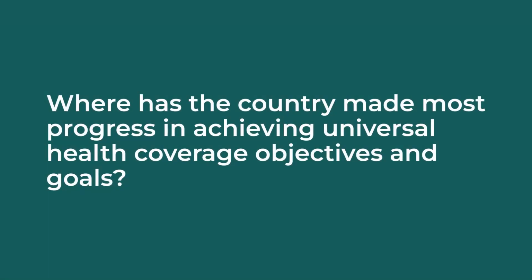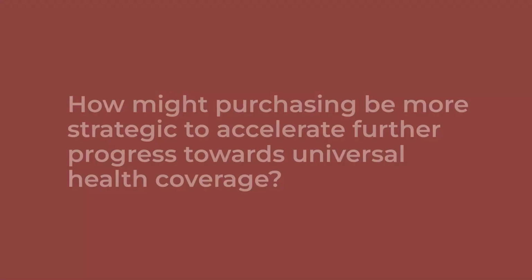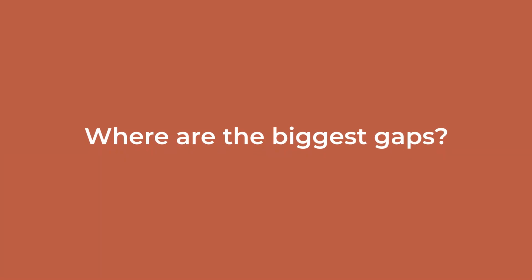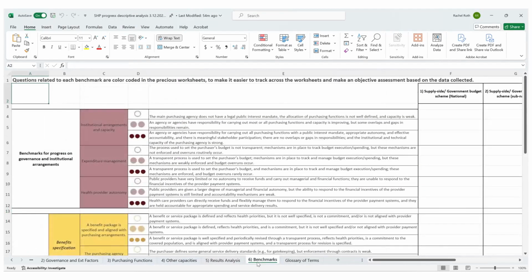Where has the country made most progress in achieving universal health coverage objectives and goals? How might purchasing be more strategic to accelerate further progress towards universal health coverage? Where are the biggest gaps? Once there is consensus on the system-level results, your team reviews the benchmarks worksheet.